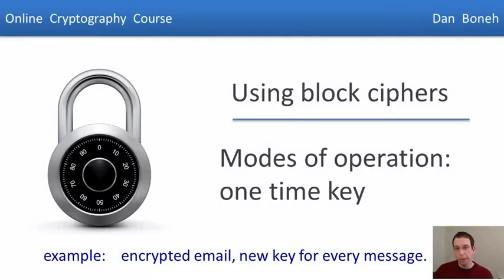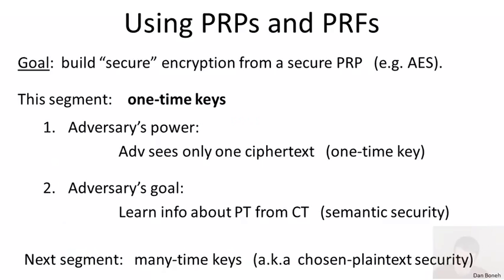So as our first example, let's look at a very simple way of using a block cipher for encryption. In particular, we'll see how to use a block cipher with a one-time key. So in this segment, we're just going to use the block cipher to encrypt using keys that are used one time. In other words, all the adversary gets to see is one ciphertext, and his goal is to break semantic security of that ciphertext.